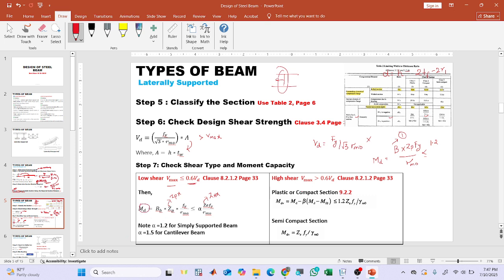In the case of high shear, if the section is plastic, then we will use this formula: Mdv equals Md minus beta into (Md minus Mfd), and it should be less than 1.2 Ze Fy by gamma m naught. And if the section is semi-compact, then Mdv is calculated as Zex times Fy divided by gamma m naught. We will discuss these terms in detail when we solve the numericals. So let's see what is the next check.